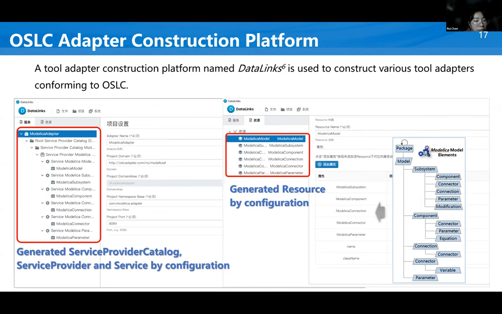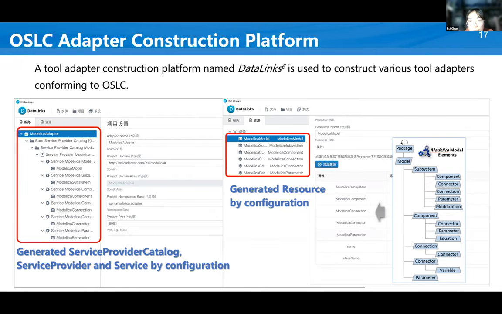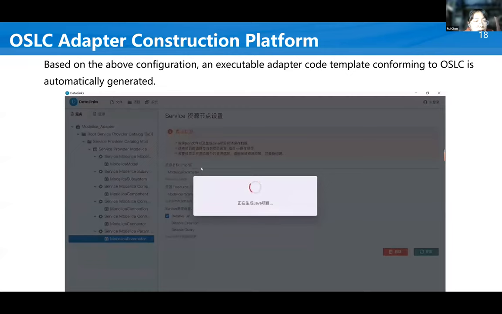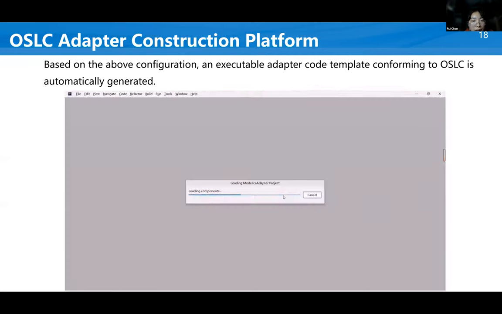After establishing the mapping rules mentioned above, we use an adapter generator tool named data links to construct two adapters conforming to OSLC core models. For example, we define the results of a Modelica model. It contains properties such as the subsystem component connection, etc., just as the mapping rules defined. By form-based configuration, the code framework of a Modelica adapter can be generated automatically.